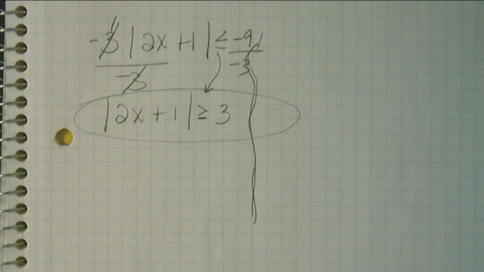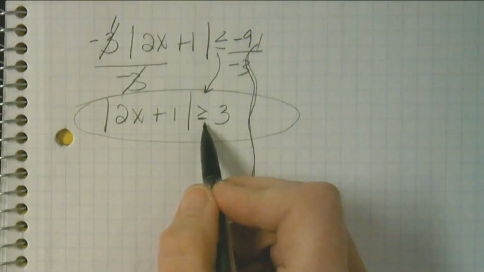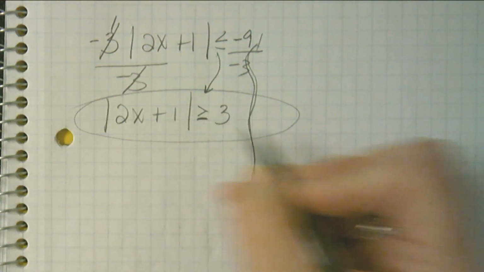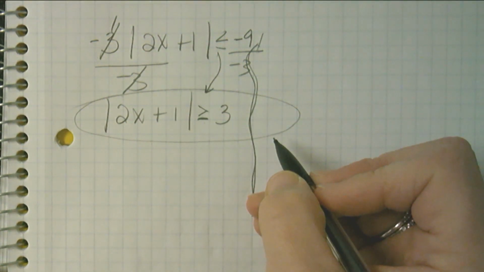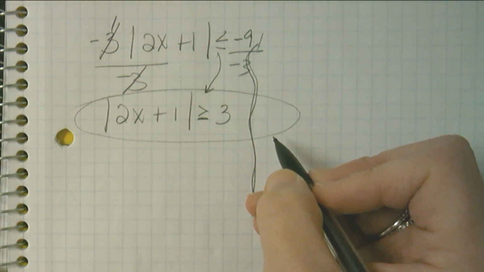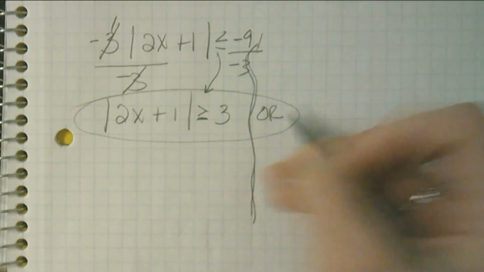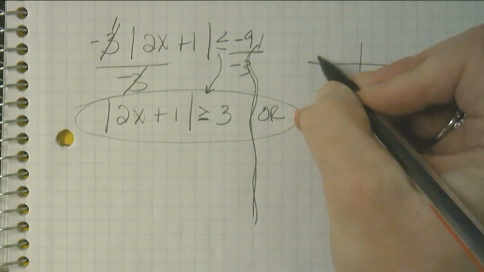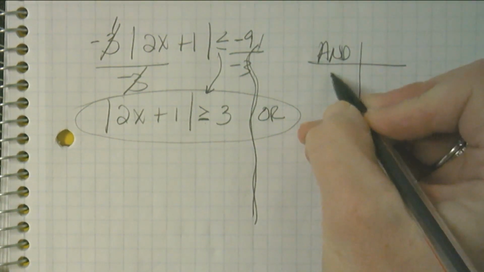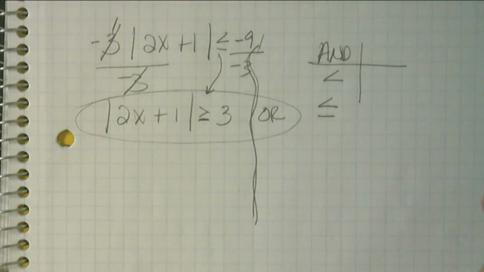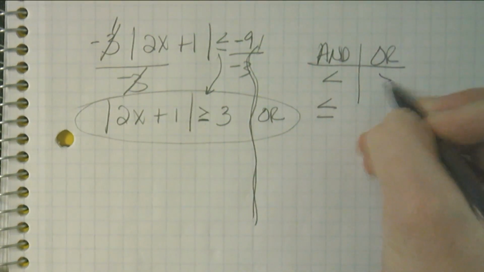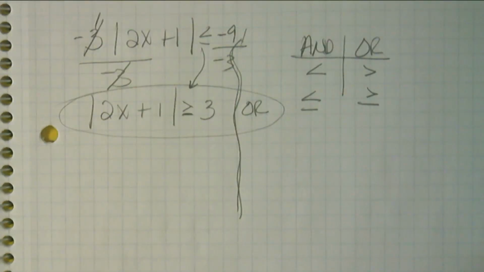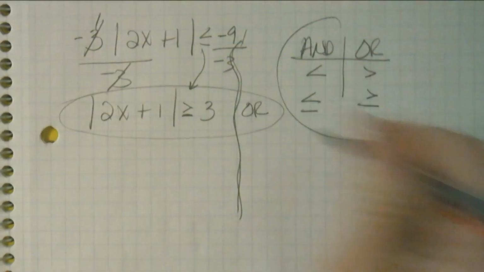Peter? Why? Is that an and or an or? Is that an and or an or? That's an or. Okay, I need you guys to take a snapshot of this in your brain. Ands are less than or equal to. Ors are greater than or equal to. Take a snapshot of that in your brain.